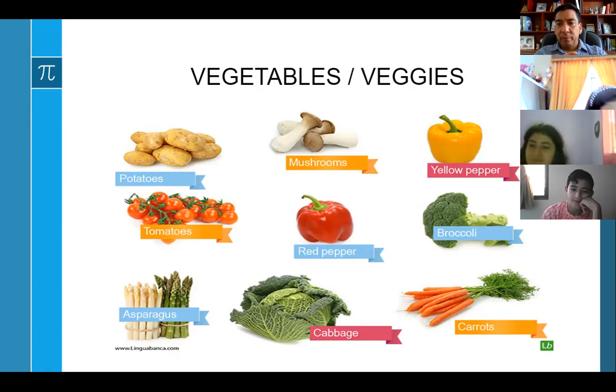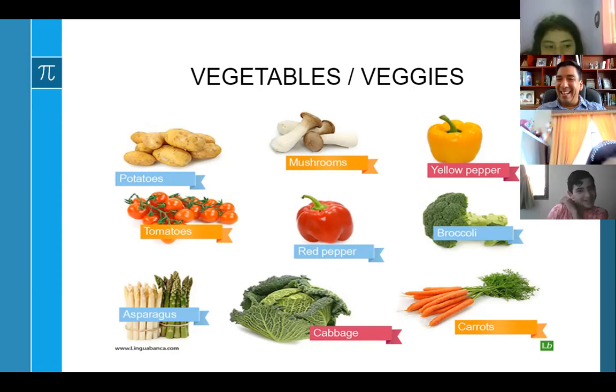La lechuga. Lettuce. Lettuce. Very good, Steve. Lettuce. What else? Los tomates cherry son, ¿cómo se dicen así? Cherry tomatoes. Dayanara. Onion. Onions. Very, very good. And here we do a stop.